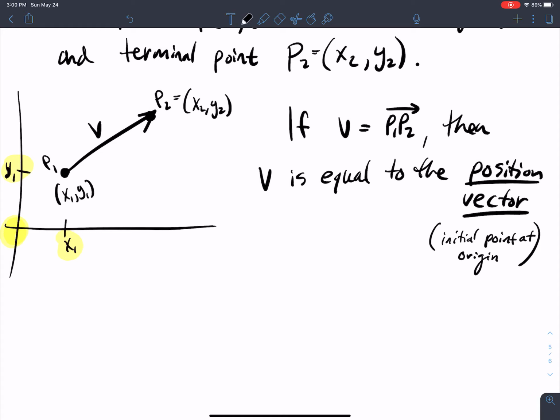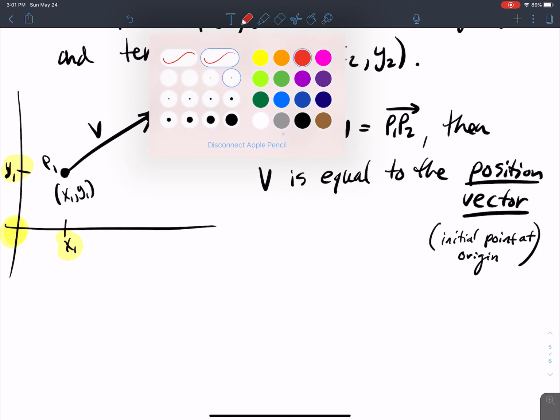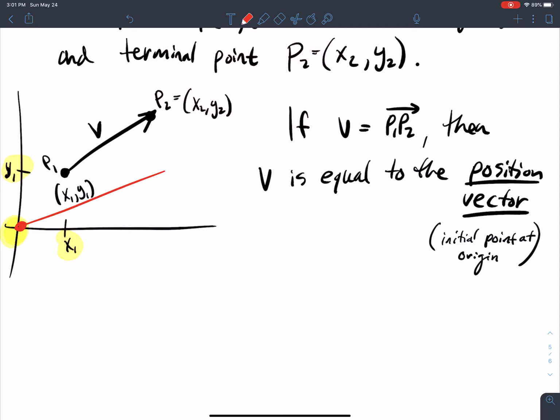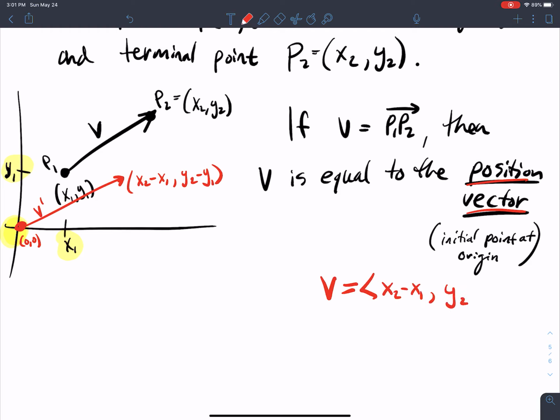The new point would become 0, 0, and this would be x2 minus x1, and then y2 minus y1 for that new v. Okay, we'll call it v prime. That's the position vector. So this would be v equals x2 minus x1 and y2 minus y1.